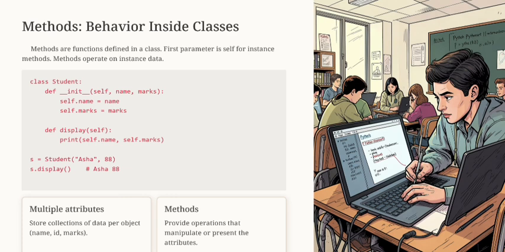A method is a function that is defined inside a class. In simple words, a function inside a class is called a method. Methods describe what an object can do. For example, a student object can have data like name and marks and behavior like display details and calculate average. The behaviors are created using methods.